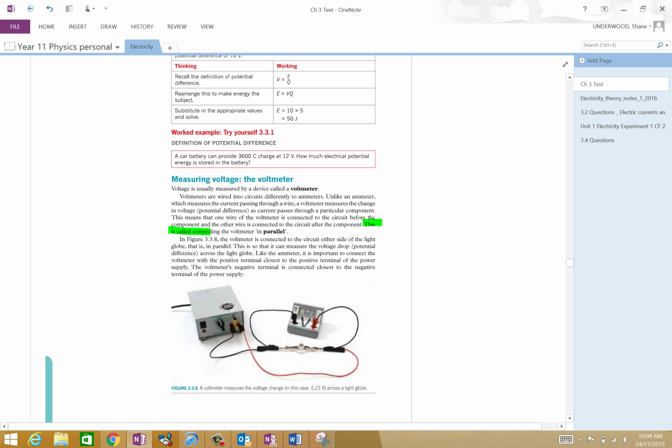This is called connecting the voltmeter in parallel. Voltmeter, where we connect in parallel. Ammeter, the opposite, we connect in series because we need to measure the current, the rate of flow of charge per unit time.